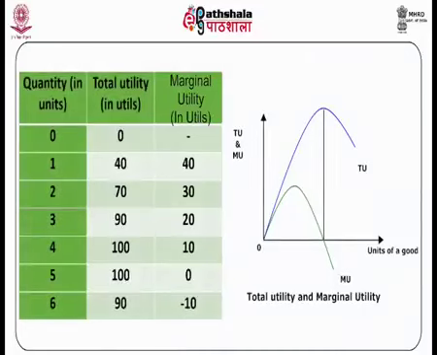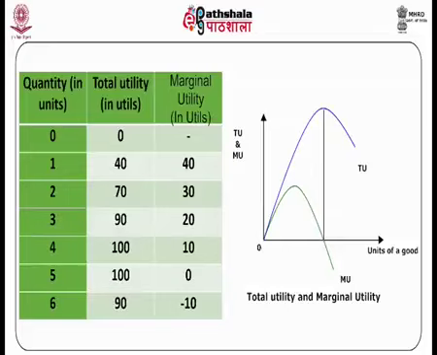Now, this can be understood with the help of a table and diagram. Initially, the total utility increases as we consume a good, but as we consume more of the good, it increases at a diminishing rate. As we can see from the table and the figure, initially the total utility increases to 40 and then to 70, then to 90 and then to 100, but the marginal utility first is 40 and then 30 and then 20 and then just 10.